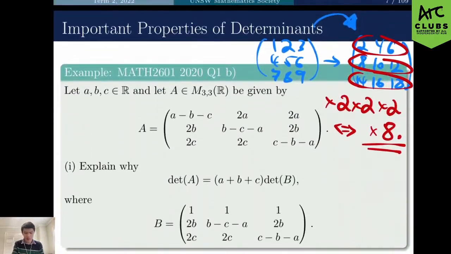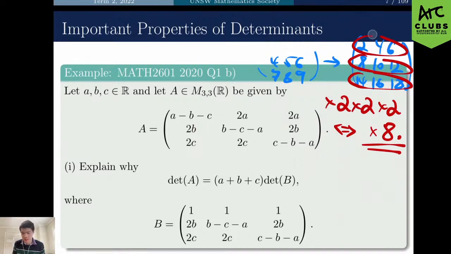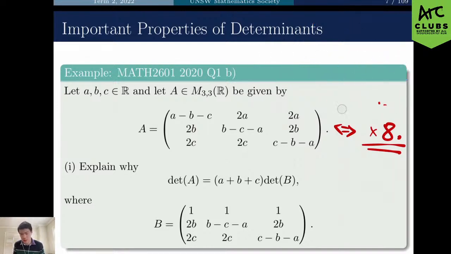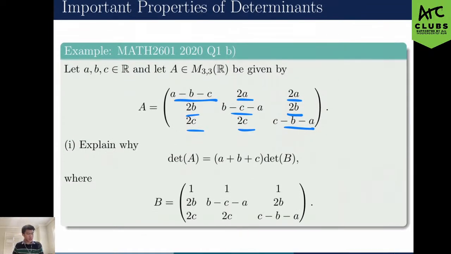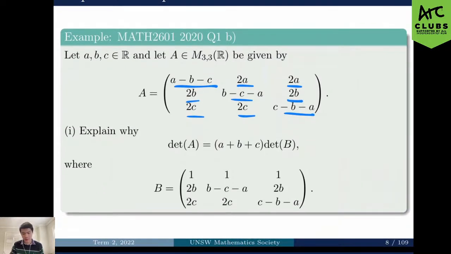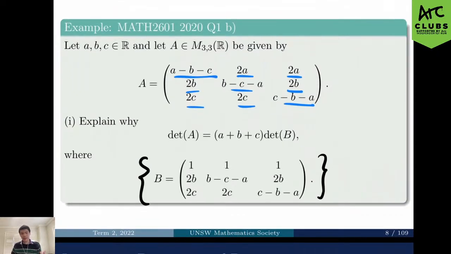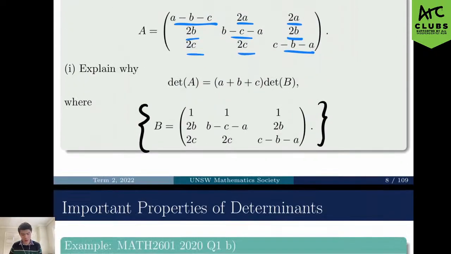So let's do an example, and realistically, this is very similar to what you did in first year. It's just a bit more conceptually difficult because you have variables here as well instead of just numbers. So basically what they're getting us to do is just take this matrix and explain why its determinant is equal to a plus b plus c times the determinant of another matrix. So you can guess that we're going to be using those properties, those rules about transforming rows and columns that we just learnt about.